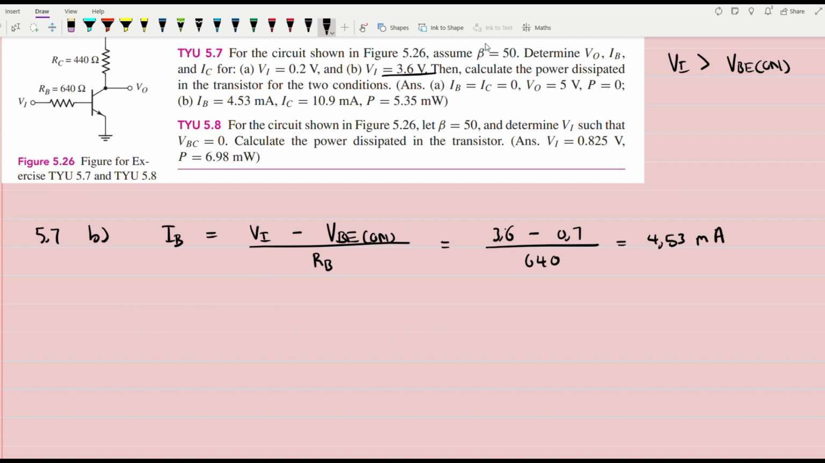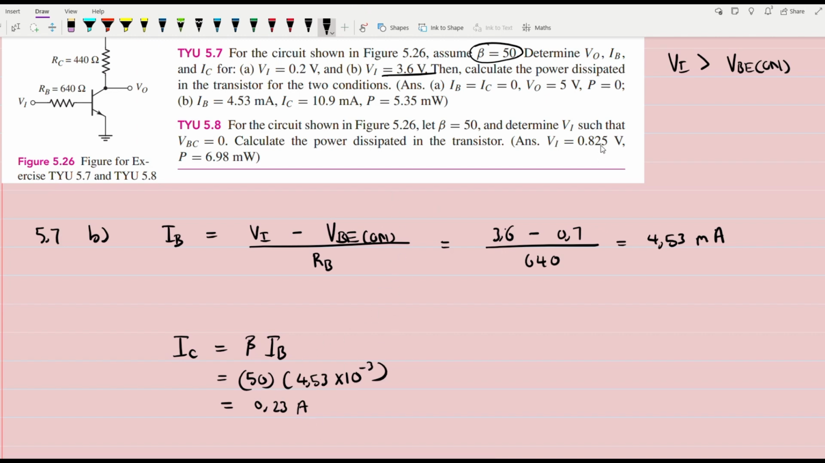Moving on, we have to find IC. We're going to use this value right here to find IC. IC is equal to beta, which is 50, multiplied by IB, which is 4.53 times 10 to the power of -3. And this gives us 0.23 amperes.